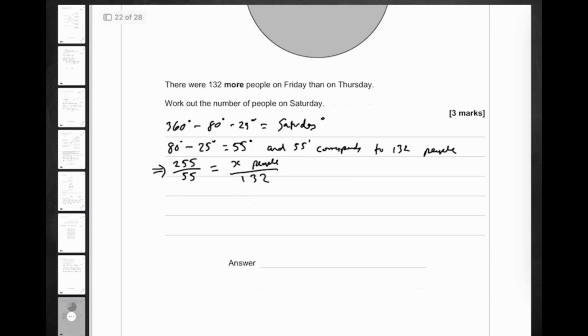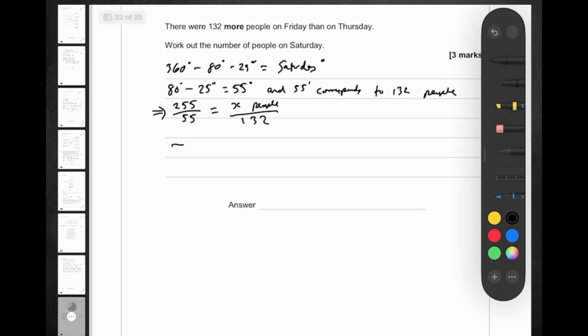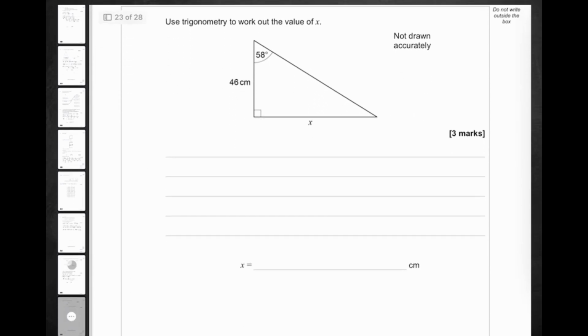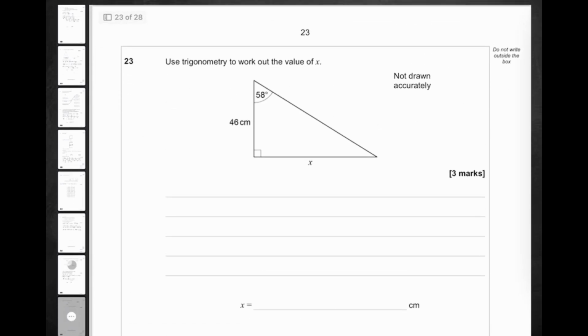And we'll just scroll down. Therefore, 132 multiplied by 255 over 55 equals X people. And we'll do it all in one go. So 132 times 255 divided by 55 is 612 people on Saturday. That's our answer.